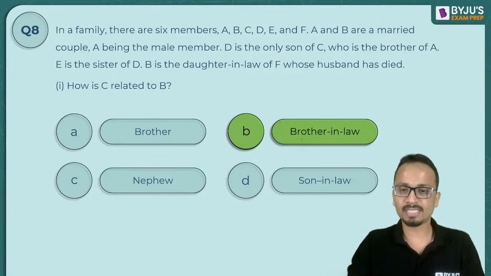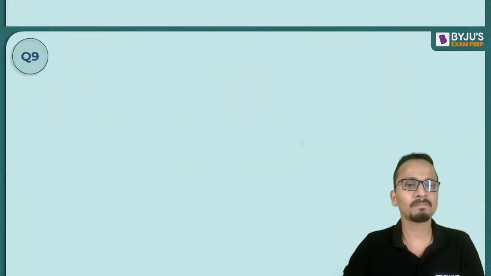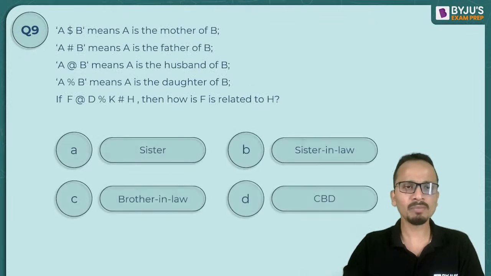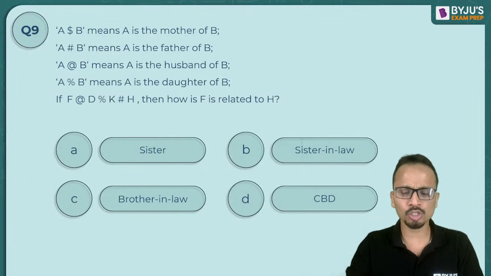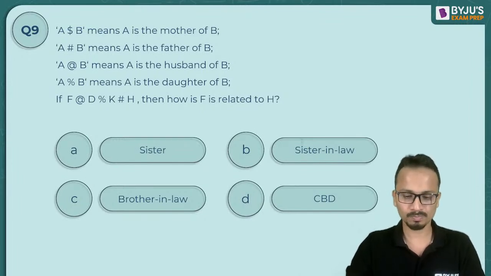All right. Now let's move on to the next question, question number 9. Now question number 9 is based on coded relations. It is another way the questions of blood relations may be asked in front of you.